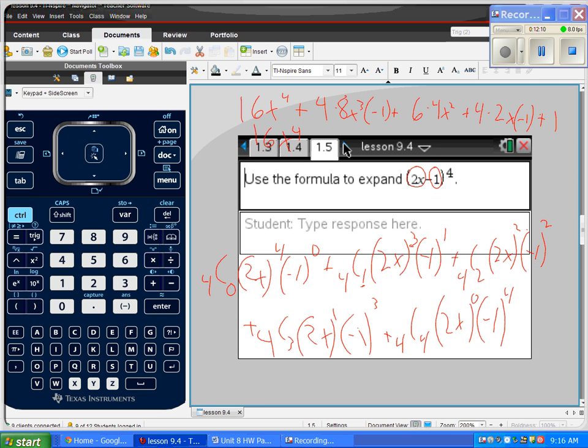Okay? So each of these, 1, 2, 3, 4, 5. We can simplify this a little bit. We have a negative 32x cubed. Okay?